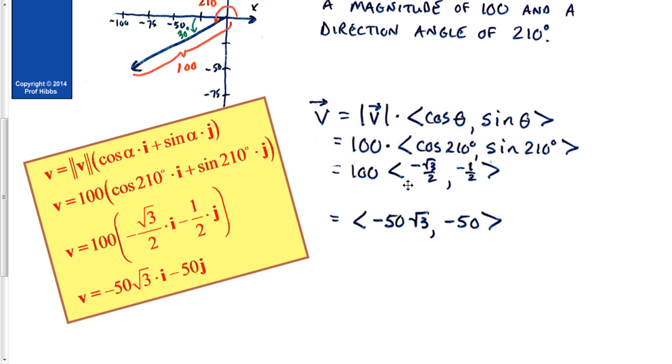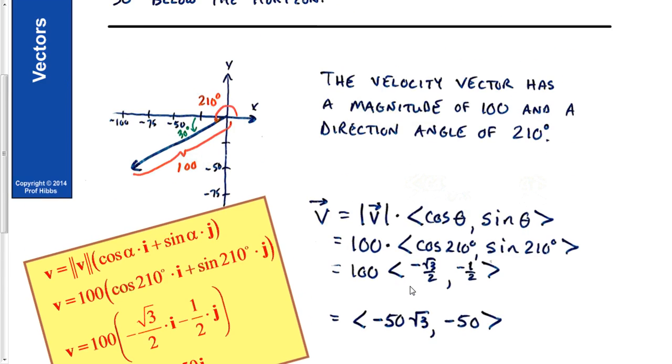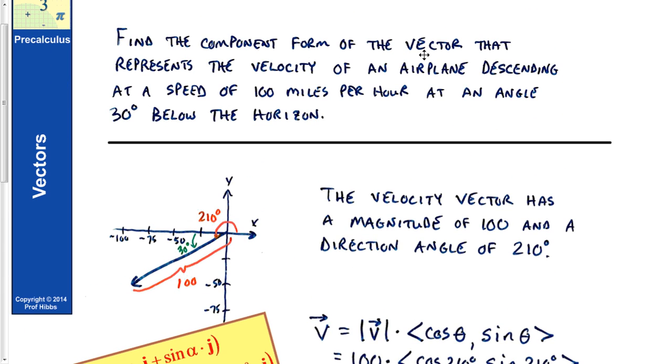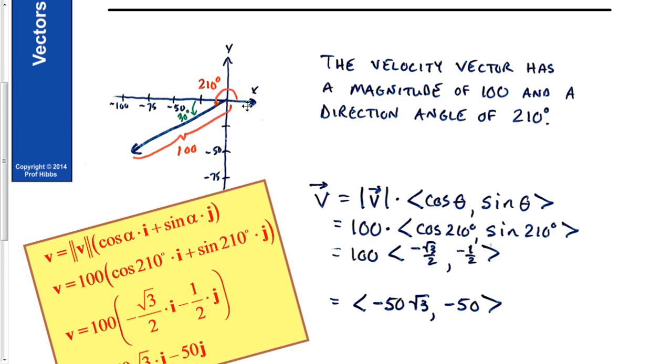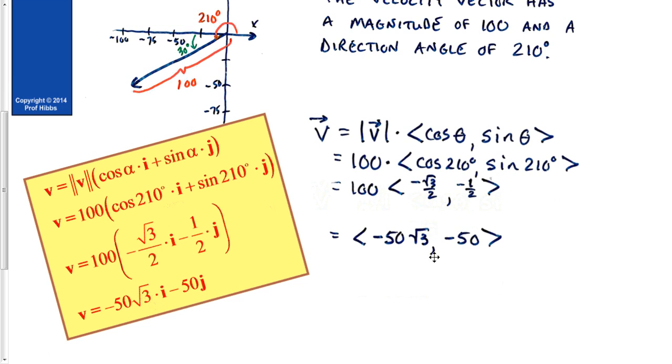And we could have converted that with i's and j's, which we've talked about in previous lecture vignettes. Now, that's not what we're asked to do here. We're just asked to find the component form of the vector that represents the velocity. And that's what this is, the velocity of a plane descending at 30 degrees below the horizon at a velocity of 100 miles per hour. This is the vector that represents that.